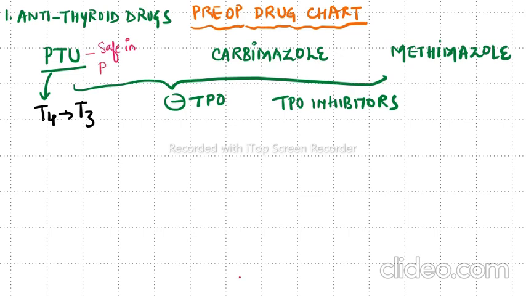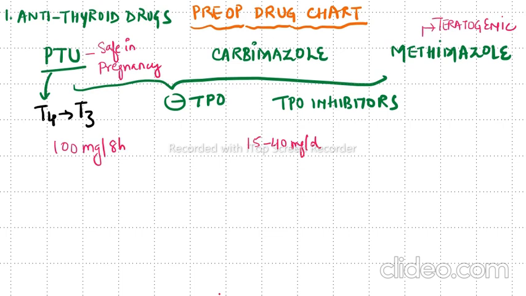Also, propylthiouracil is safe in pregnancy because it does not cross the placenta, while methimazole is known to cause teratogenicity. If they ask the doses, you can remember: propylthiouracil 100 milligram 8 hourly since it is shorter acting, carbimazole 15 to 40 mg per day, and methimazole 10 to 30 mg per day. They both are longer acting and propylthiouracil is shorter acting.